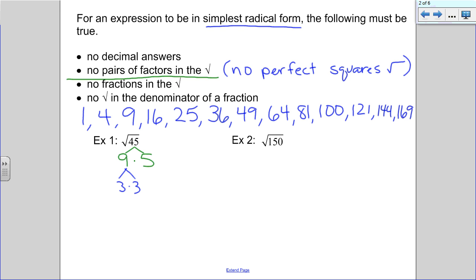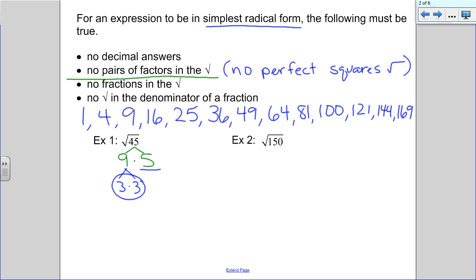It says no pairs of factors underneath the radical, so that means once I find a pair, I need to take it out. So I'm going to circle this pair of 3's. 5 does break down, but it breaks down into 5 times 1. And like I told you guys, we're not going to use 1 in our factor trees. So 5 just stays the same. It doesn't break down. Once I find a prime number, I underline it, so I don't lose track of it, but I'm not going to break it down.